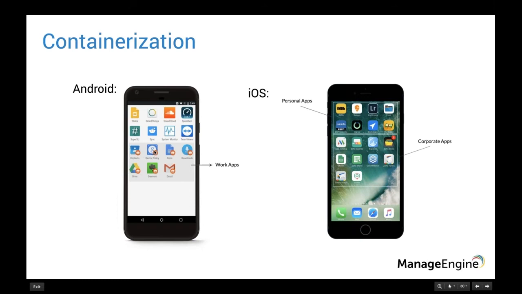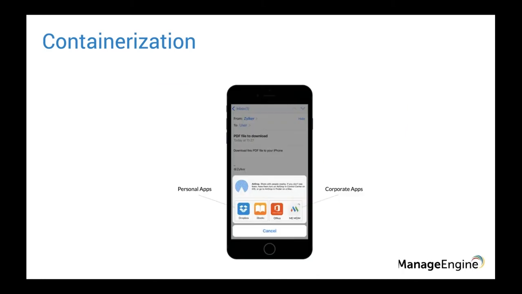However, in case of iOS devices, Apple itself does not permit the creation of such a container. Now, what are the consequences of that? When you try to access an attachment from your corporate email, you'll notice that this attachment can be accessed by both your personal apps as well as your corporate apps, which is not an ideal security solution, right? It's not an ideal scenario for your organization to be in.